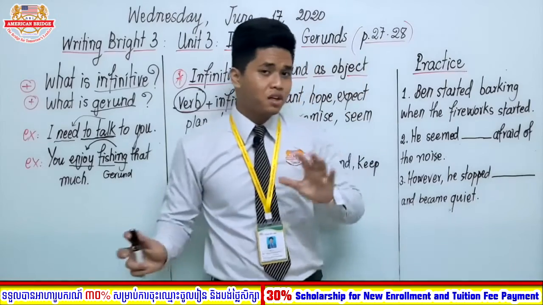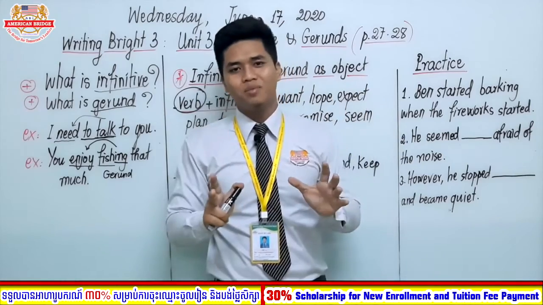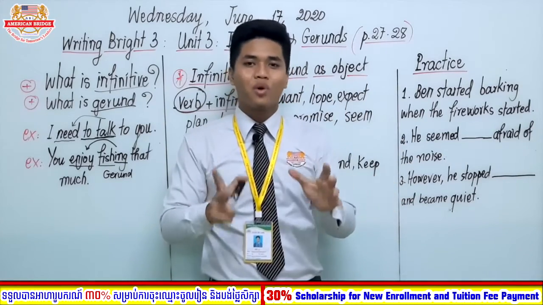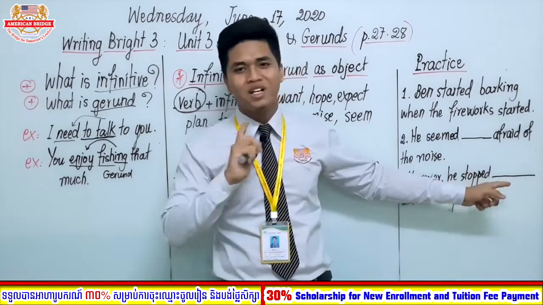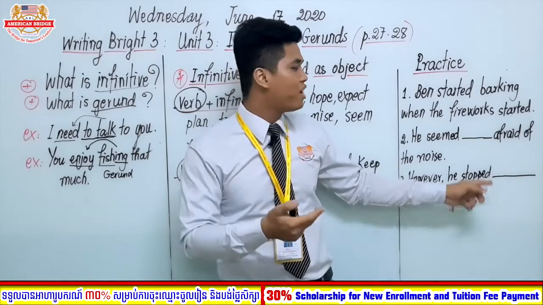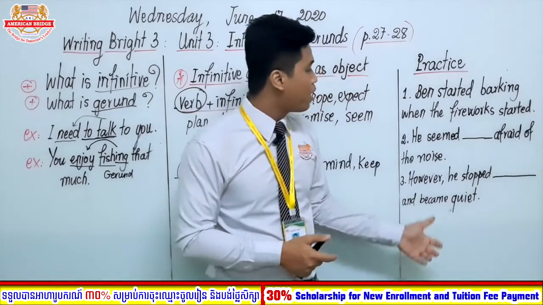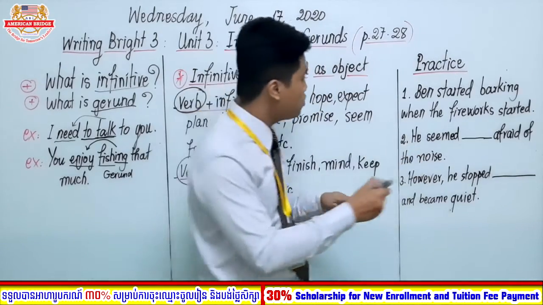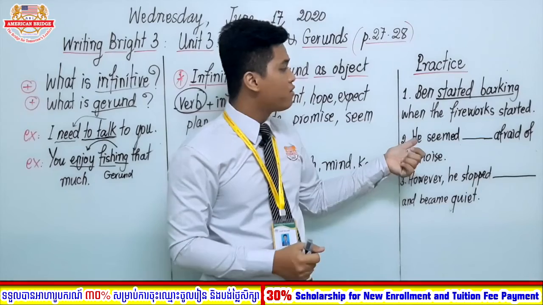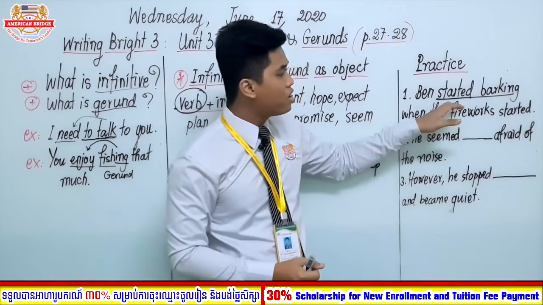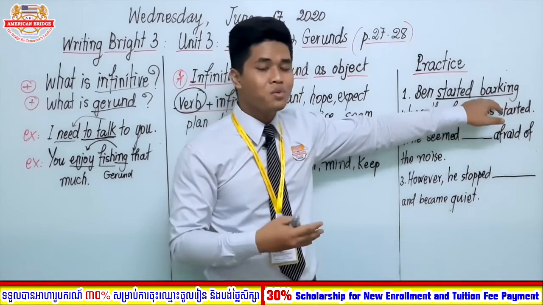Now, after we cover this, it is time for us to look at some practice exercises. Don't worry, because this exercise is quite easy. What you need to do is to complete only the two verbs, whether it is infinitive or gerund. Okay, let's start with number one. Number one has been done for you. We have the word Ben started barking when the firework started. So when you see the word start, you start doing something. This is how you observe.